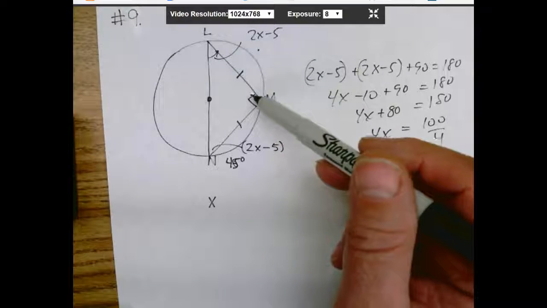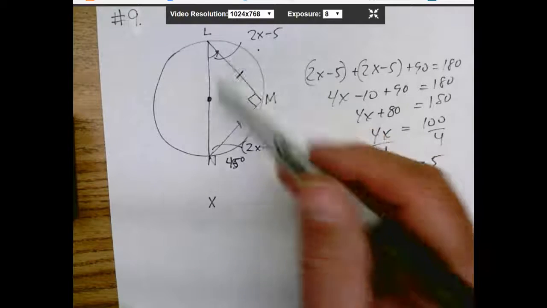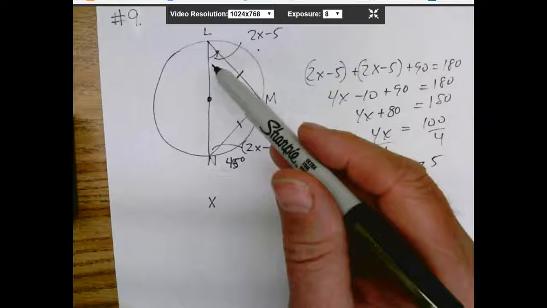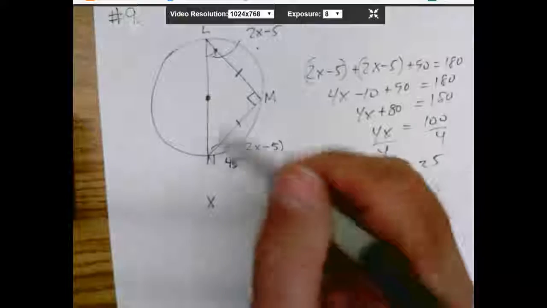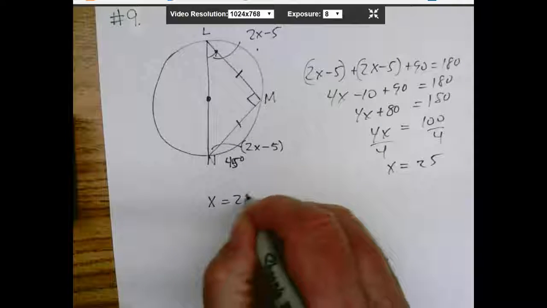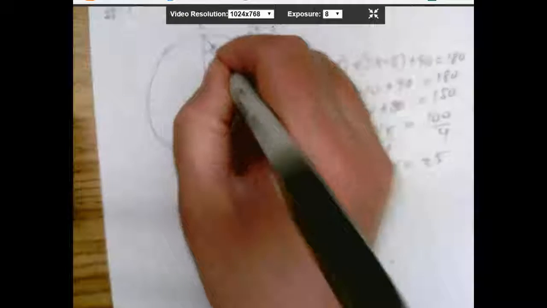And you might even have guessed that, right? If this is a 90 and this is an isosceles, you could now think back at it and say, yeah, both of these should be 45 degrees. But we'd say x is 25, and each one of these is 45 degrees.